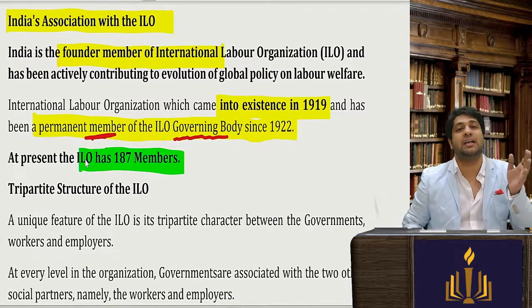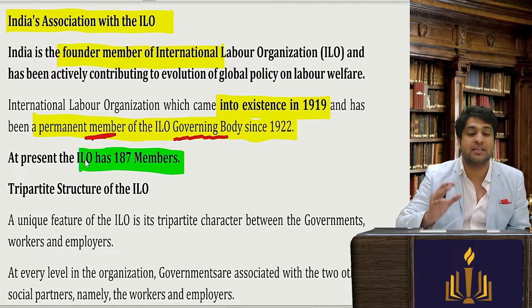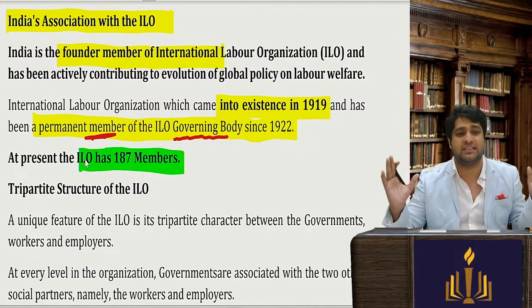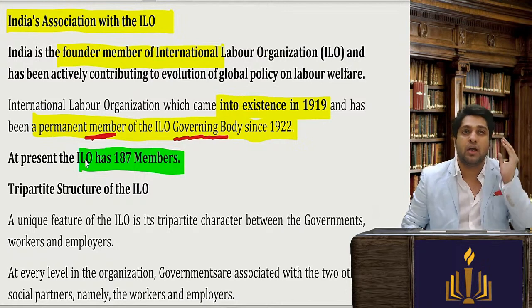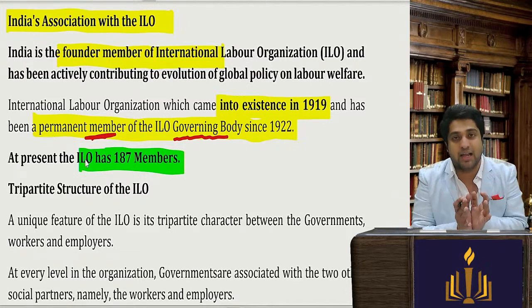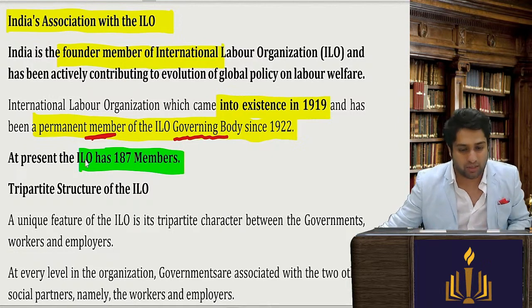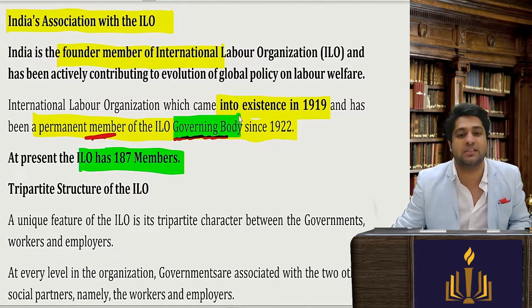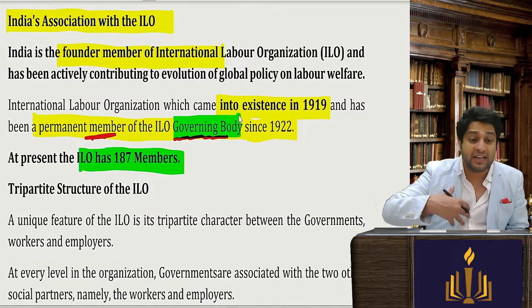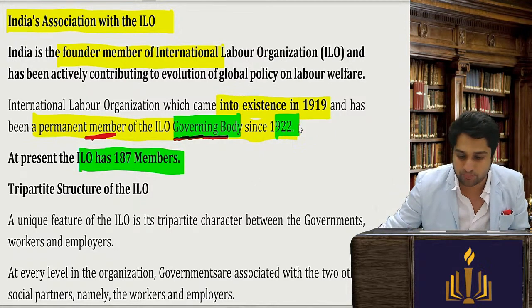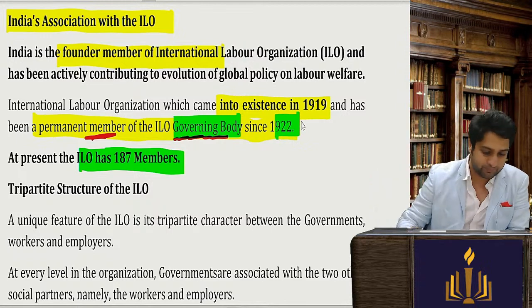ILO has 187 members, that is member countries. So 187 countries have signed, are signatories to the ILO. In that ILO, there will be a governing body that is the principal decision making body, like the board of directors. India is a member of that, okay, from 1922.